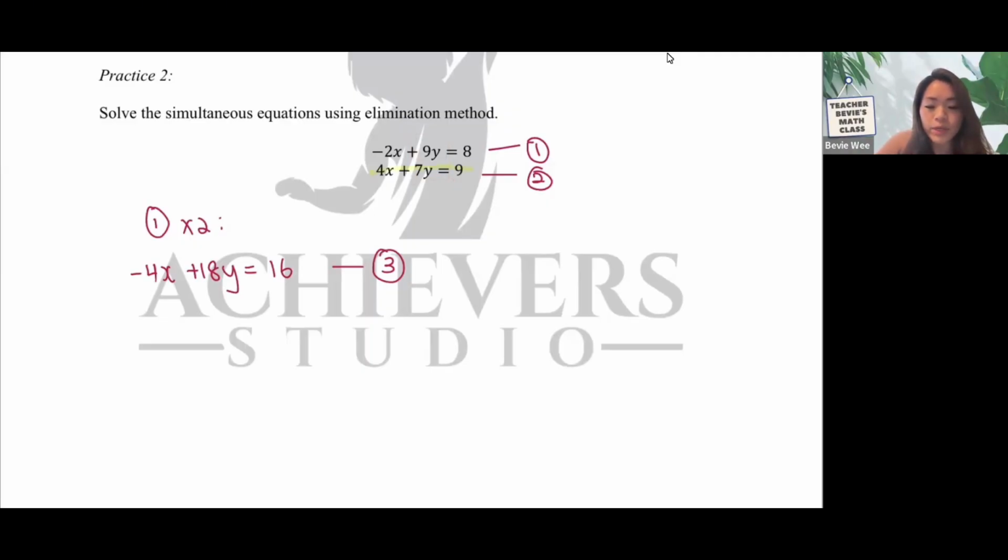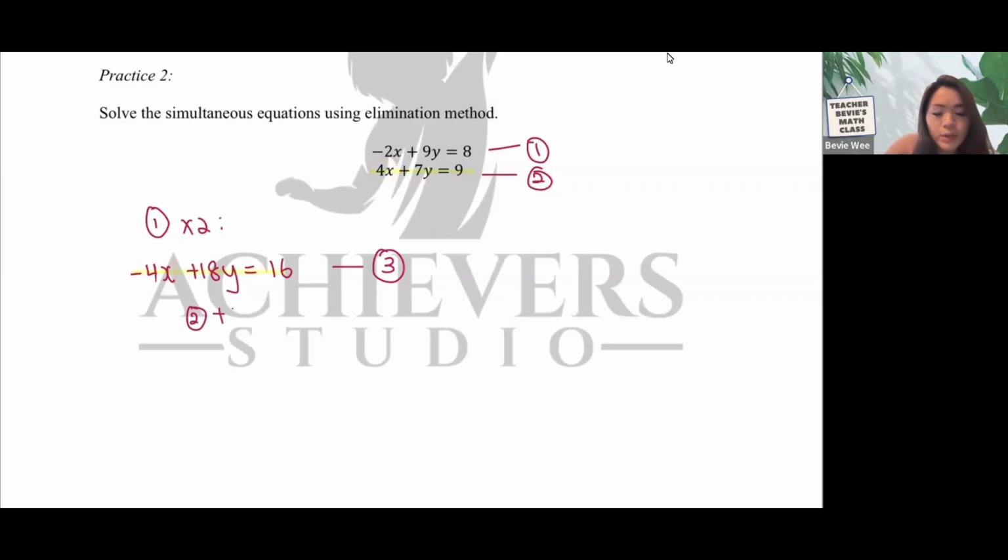All right, same thing. I'm going to compare equation 2 and equation 3 because they have the same coefficient in front of your variable x. All right, don't bother about the sign first. Okay, now we take a look at this. This is a 4x, but this is a minus 4x. They have different signs. It means that I will have to add both equations up.